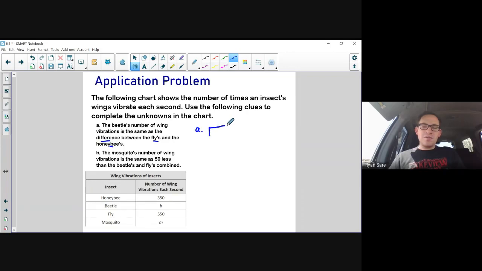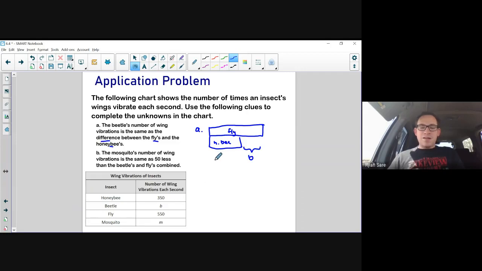I'm going to show you guys with some number strips here, some tape diagrams. So when I'm looking at difference, I'm going to have these two, and the difference is the amount that goes right here. So if this is the number of the flies, this is the fly, and this is the bees, I'm just going to put HB. Then this value right here is the difference between the two. So this is the variable B.